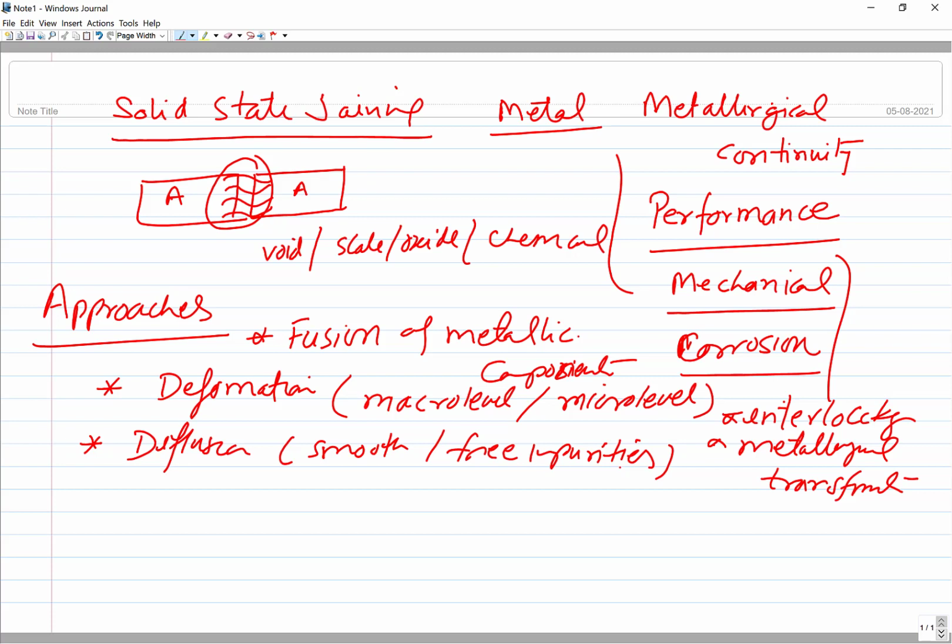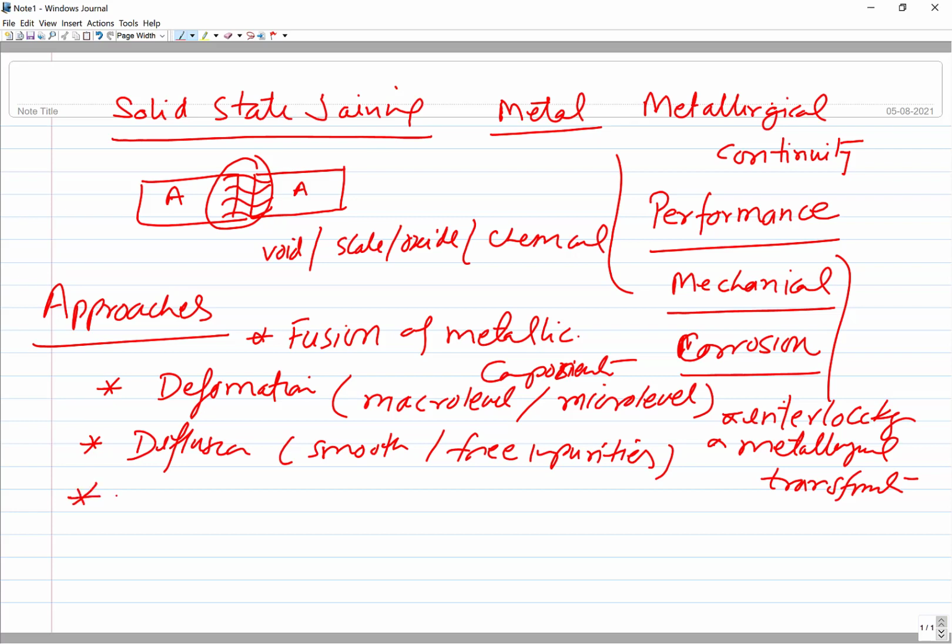So this is the third approach, but there are a lot of problems, because smoothening the surface and then facilitating the diffusion takes very long to develop a joint, so the productivity is limited through the diffusion approach. But indirectly, diffusion is present in most cases whenever fusion, deformation, or solid-liquid joining approaches are applied.